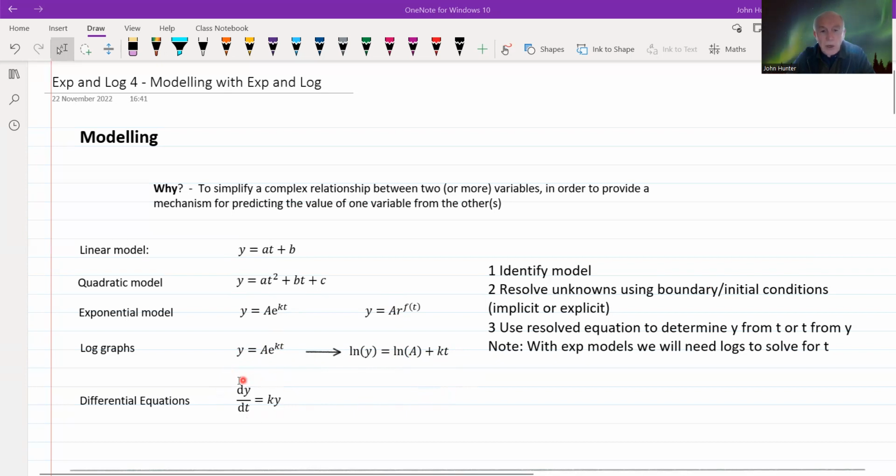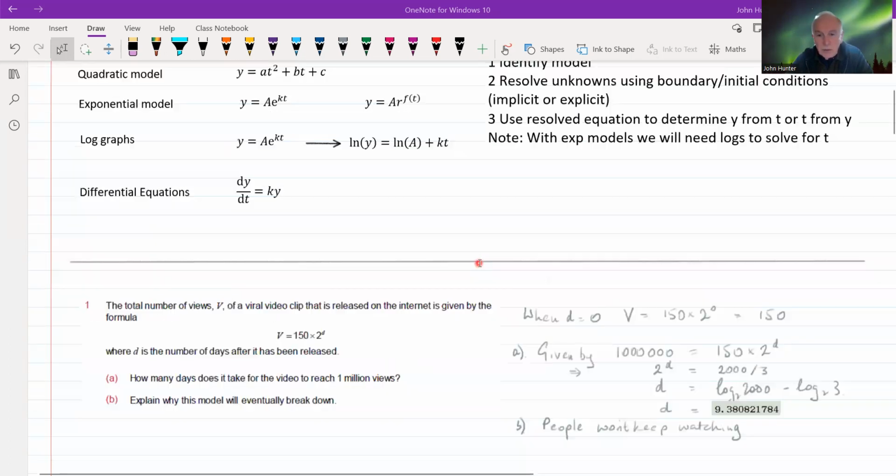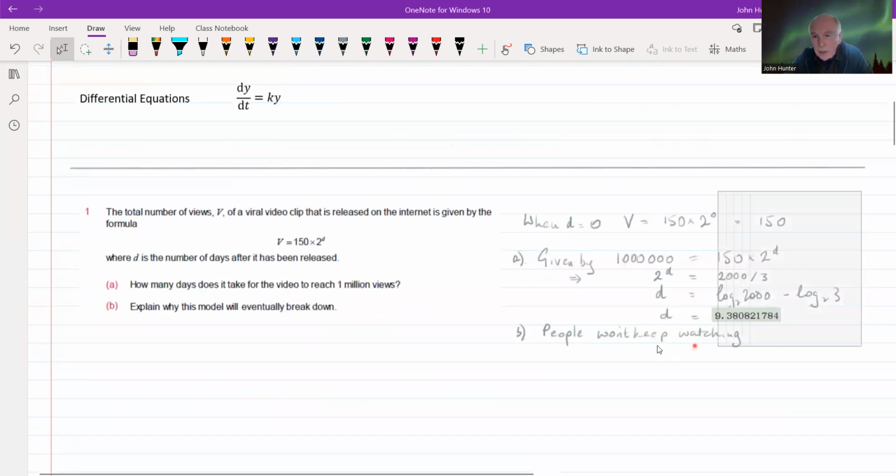The differential equations also are a form of modeling. And in this particular case, we would have to use calculus in order to find an expression of y in terms of t, and then resolve the unknowns that come out of that process. So that is the sort of general idea of modeling and where exponential models fit into that scheme of things. So we'll have a look at a couple of examples.